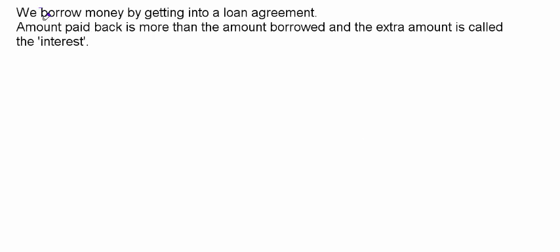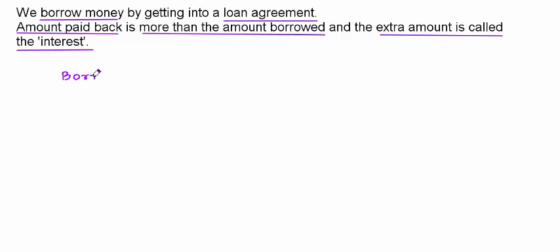Sometimes we need or want to buy some things, but we do not have enough money in our pockets. And that's a good reason that we borrow money by getting into a loan agreement with a person or an organization. The amount paid back is more than the amount borrowed. And that's exactly where the lenders make their money from. And the extra amount is called the interest. The agreement comes with an annual or yearly rate of interest expressed as a percentage of the borrowed amount.